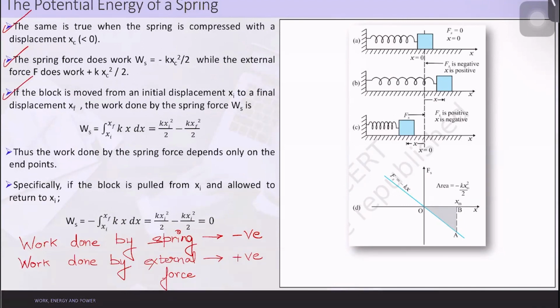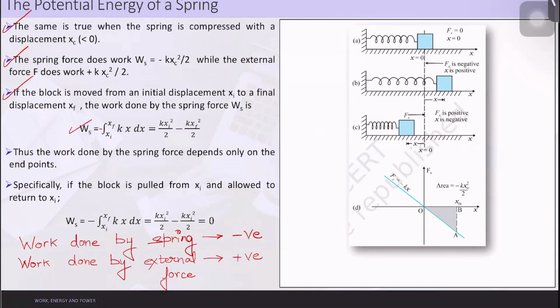Now, if the block is moved from an initial displacement xi to a final displacement xf, the work done by the spring force Ws will be what? It is nothing but equal to, so as there will be a minus sign here also. I just calculated it when I was trying to explain the same concept in the black slide. So there also what we got finally is minus k into xf square minus xi square by 2. So if I put the minus sign inside, I will get k into xi square by 2 minus k into xf square by 2. And that is the only thing which is written.